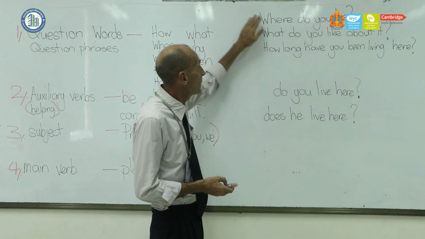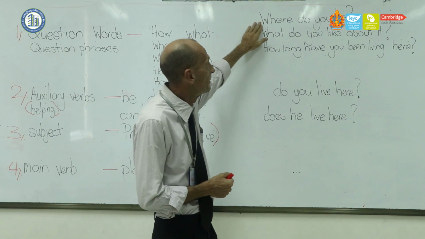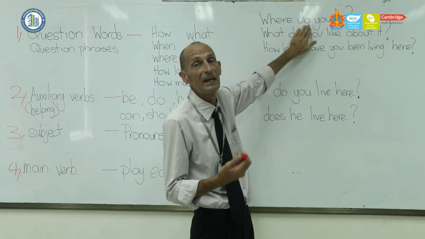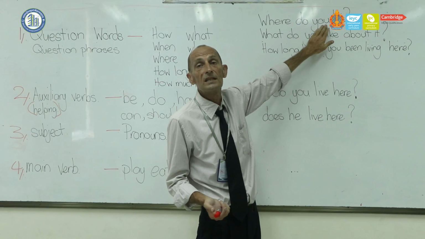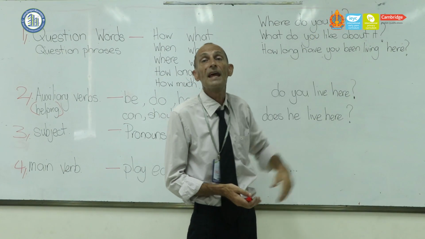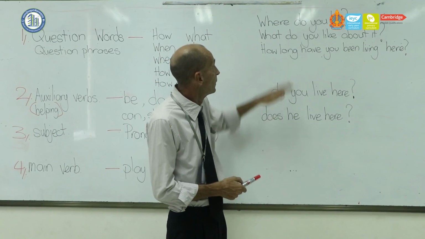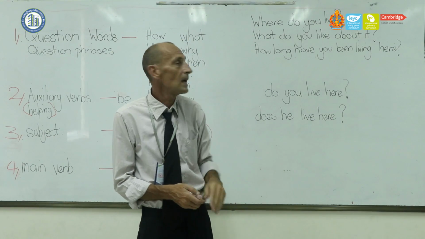So in the first one, we have where, which is our question word. Do, which is our helping verb or our auxiliary verb. You, which is our subject. And then live, that's our main verb. So where do you live? 1, 2, 3, 4. So we have our 4 steps.